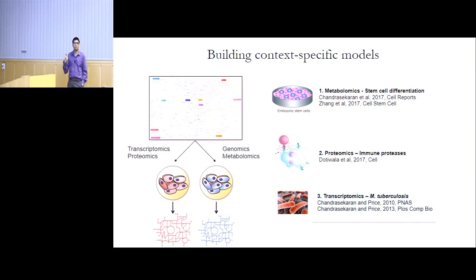So I'm going to talk about a mechanistic approach that we developed to interpret transcriptomics data. The way we do it is by identifying the molecular factors that are involved in regulation, and then we try to use that to mechanistically model transcriptional regulation of metabolism.